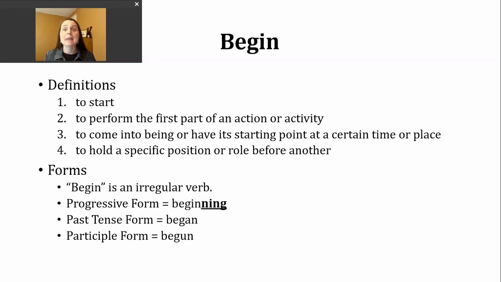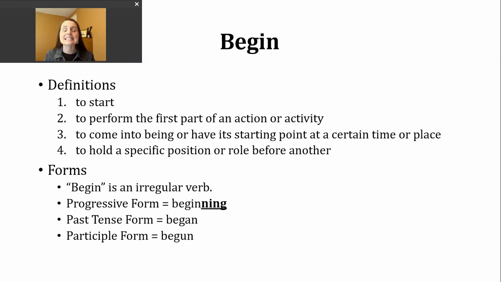You should know that begin is an irregular verb. To make the progressive tense, we're going to double the N, the last consonant here, because our verb ends with a consonant-vowel-consonant. Then we'll add ing to form beginning.